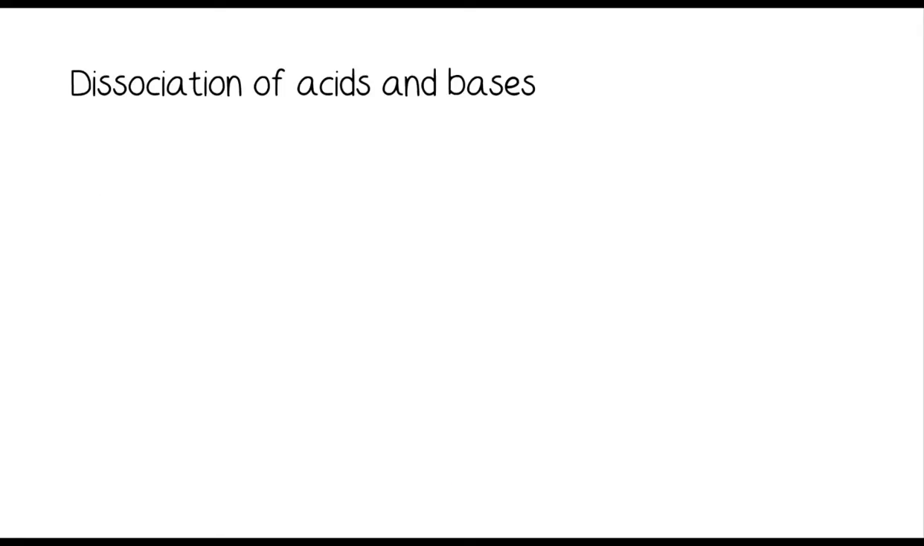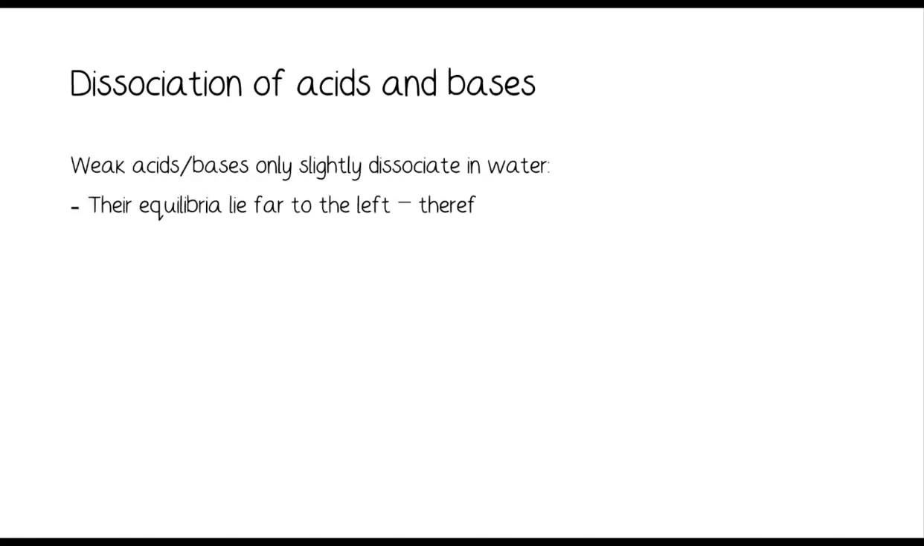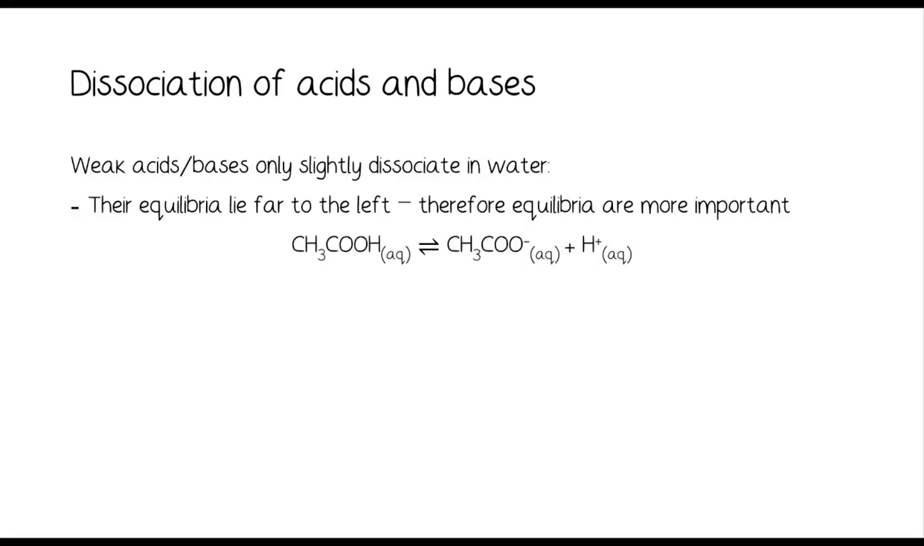Let's talk about weak acids and bases. They only slightly dissociate in water. Their equilibria is actually really far to the left, therefore their equilibria plays a more important role, which we'll get to when we talk about Ka. An example is ethanoic acid, which dissociates into ethanoate ions and protons, and an example of a weak base is ammonia, which when added to water forms ammonium ions and OH minus.